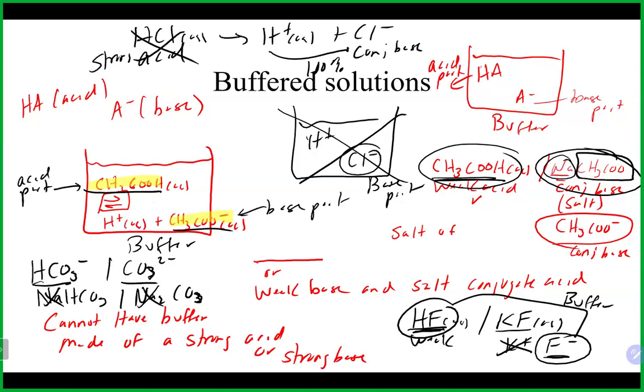Just to clarify, base and weak acid. No, so you have to have one of two combinations. One combination is you have a weak acid and its conjugate base, or you could have a weak base and its conjugate acid. But you have to have either a weak acid and its partner or a weak base and its partner. You don't have both weak. So yes, that makes sense.